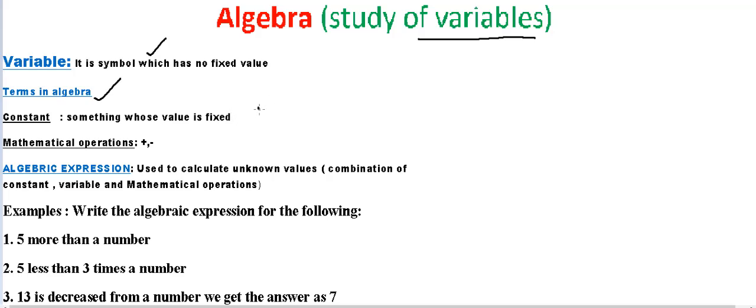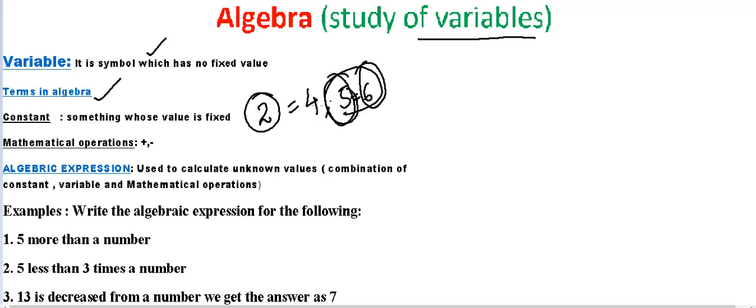For example, 2. We can't say that 2 is equal to 4. We can't say 5 is equal to 6. So these have a fixed value. Like 4 bananas never means that we have 2 bananas. So these are fixed values. The numbers which give us a specific answer, like 4, 3, 2, 1, are constants because they have fixed values.